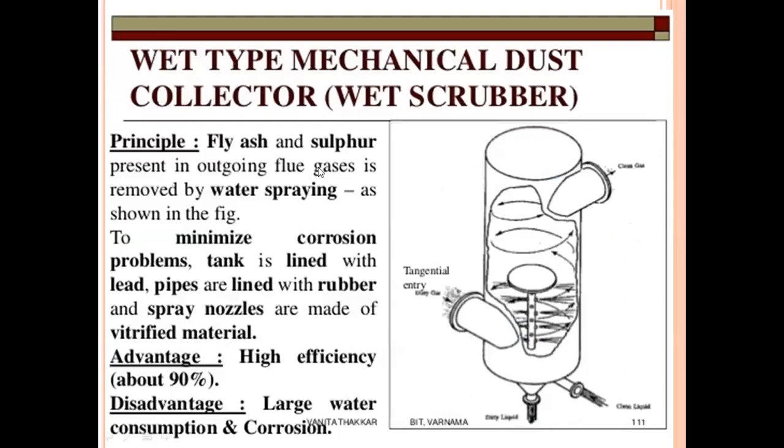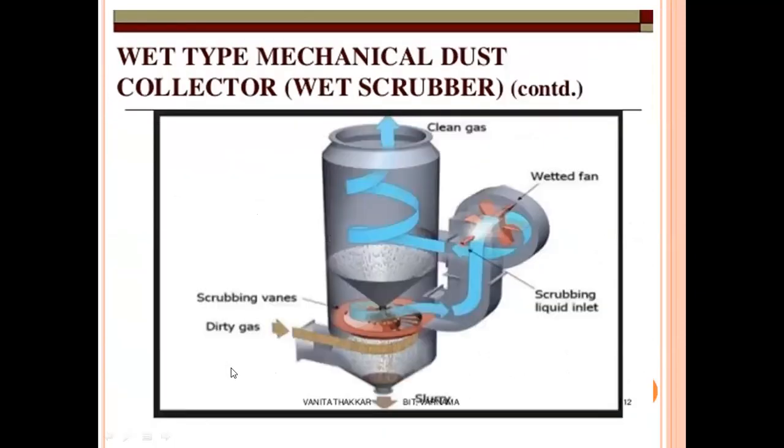Wet type mechanical dust collector. Principle: dry ash and sulfur present in outgoing flue gases are removed by water spraying, as shown in the figure. To minimize corrosion problems, the tank is lined with lead and rubber, and spray nozzles are made of vitrified materials. Advantage: high efficiency, about 90%. Disadvantages: large water consumption and corrosion.